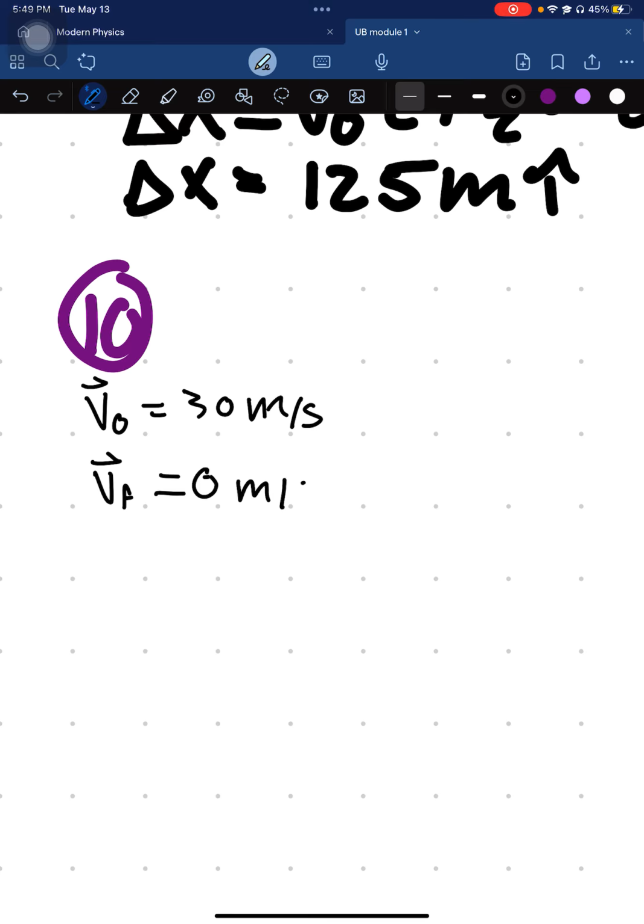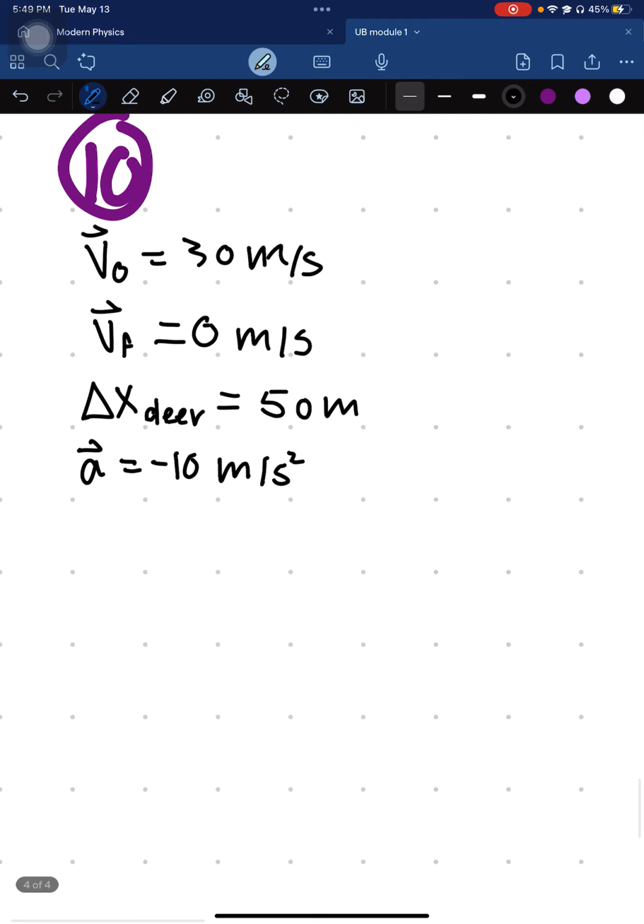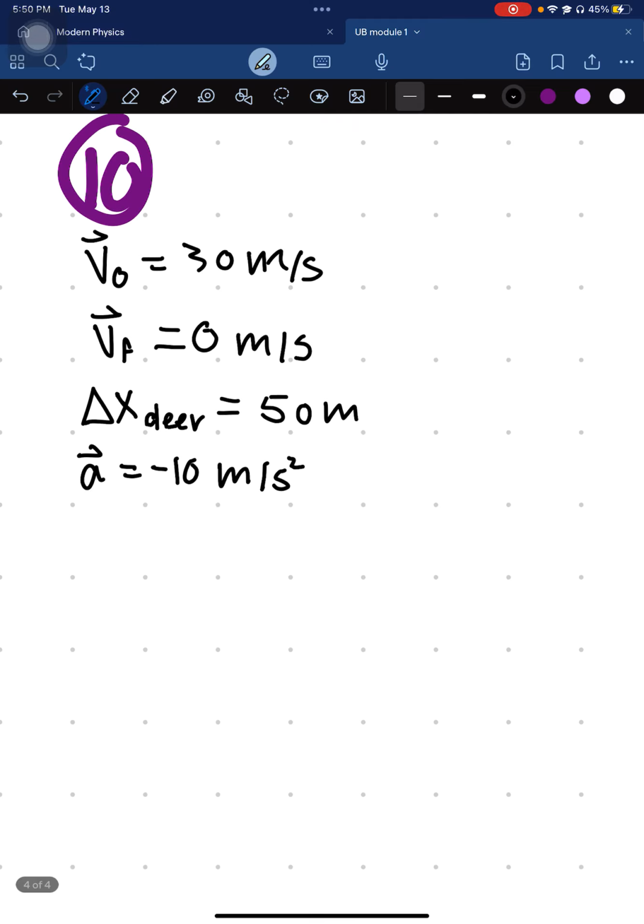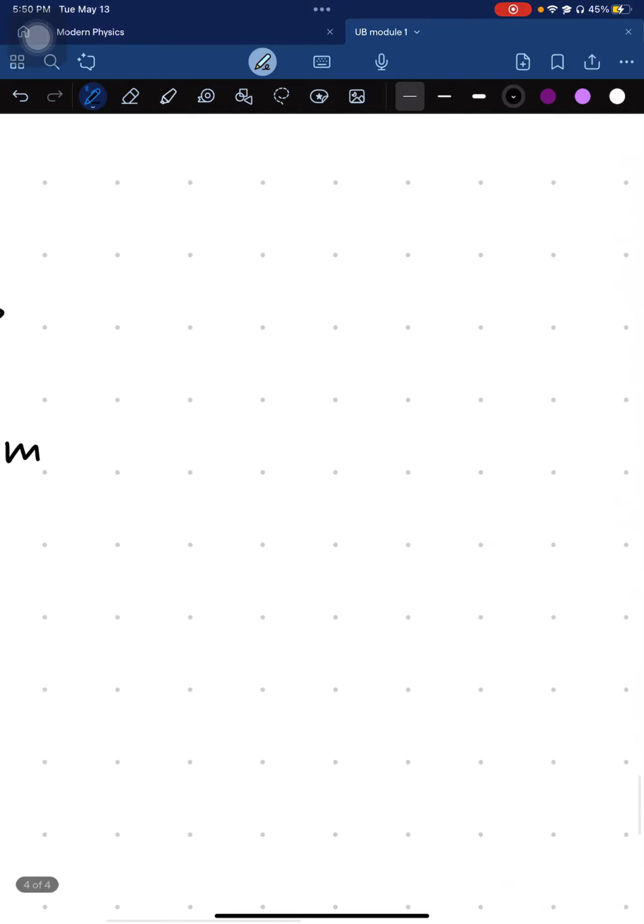weirdness there. Our VF is going to be 0 because we're needing our car to stop. Our delta x, and I'm going to label this as delta x deer because we're going to have a couple of different delta x's, you will see in a minute, is going to be 50 meters. And our acceleration is equal to negative 10 meters per second squared. Since we want the maximum reaction time, we want the maximum acceleration as well. Okay, and then for our equations.